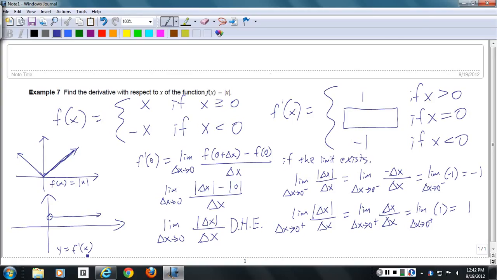Pick a negative number. I want to know what's the value of the derivative. Well, you look at the graph of the function. The slope is -1. Whoops, the slope is -1, -1, -1. So it's constantly equal to -1.